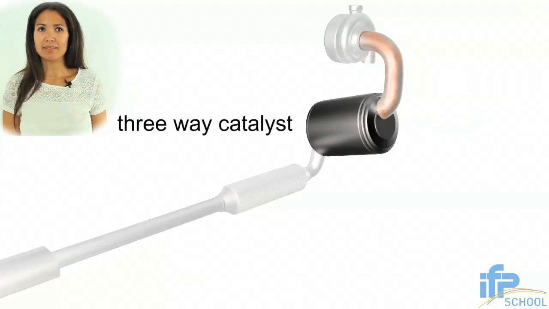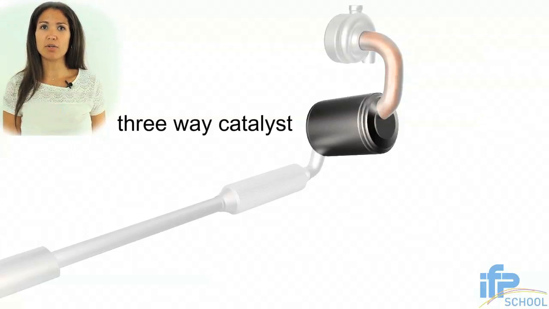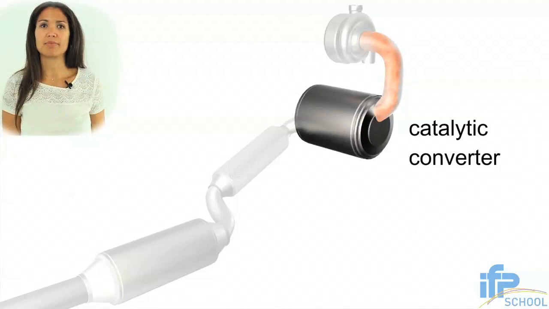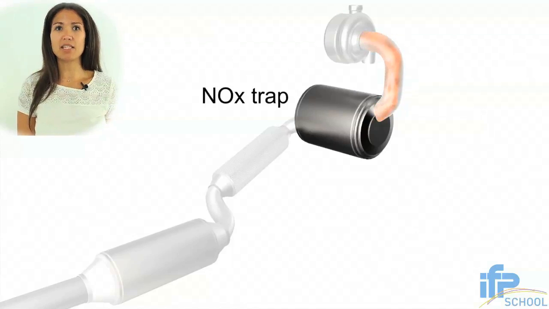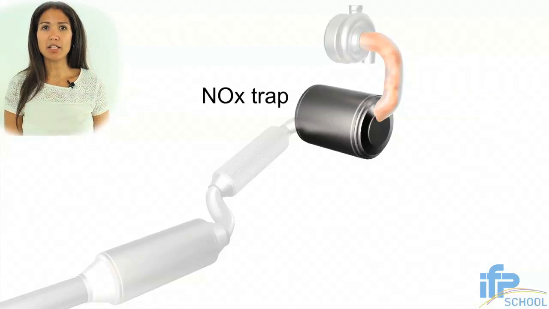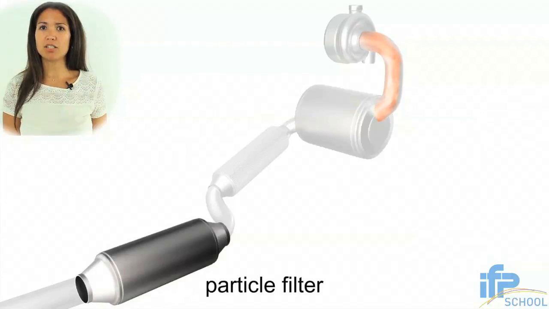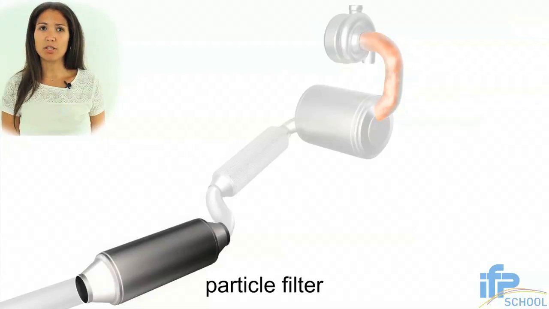In gasoline engines, a three-way catalyst is sufficient to control HC, CO, and NOx emissions. In diesel engines, there are multiple after-treatment devices. A catalytic converter is used to reduce HC and CO emissions. In some cases, there is also a NOx trap or an SCR system to reduce NOx emissions. The particulate filter traps the particulate matter up to a certain load.